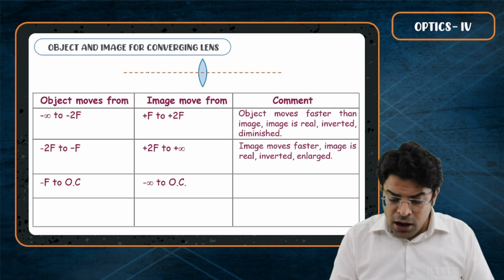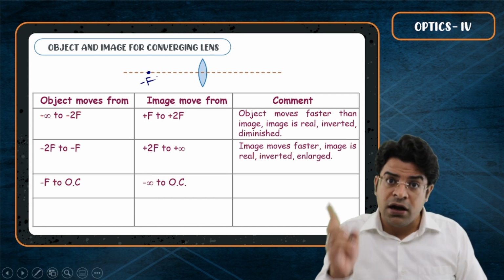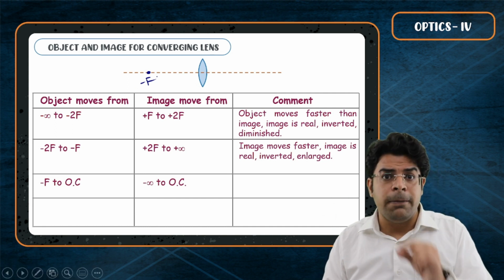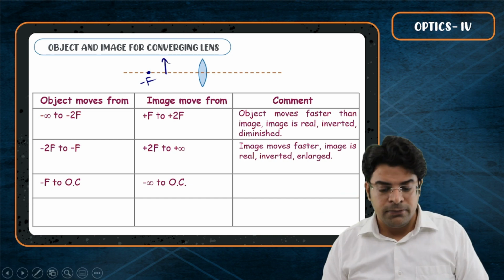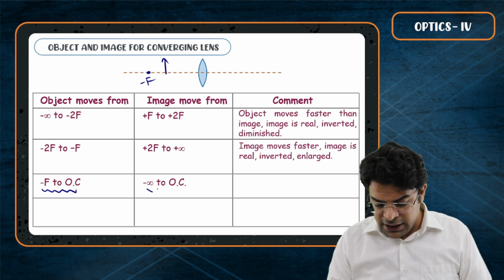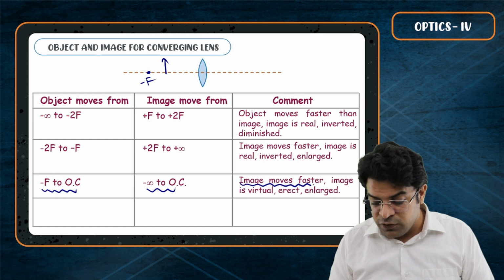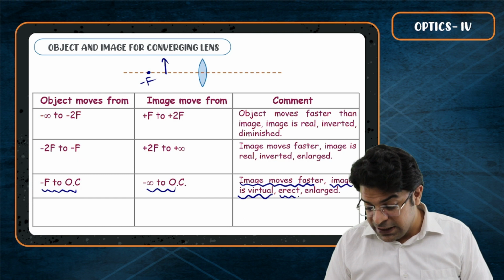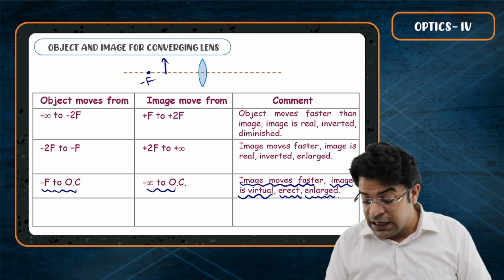To form a virtual image of a real object using a converging lens, the object must be placed between focus and optical center. So when the object moves from minus f to optical center, the image moves from minus infinity to optical center, the image moves faster, the image is virtual, the image is erect because object and image are on the same side, and the image is enlarged.